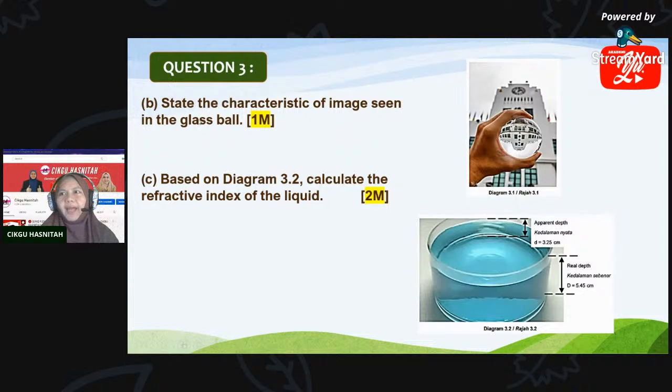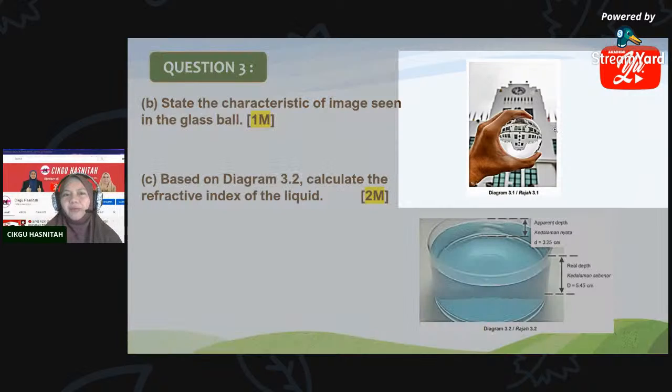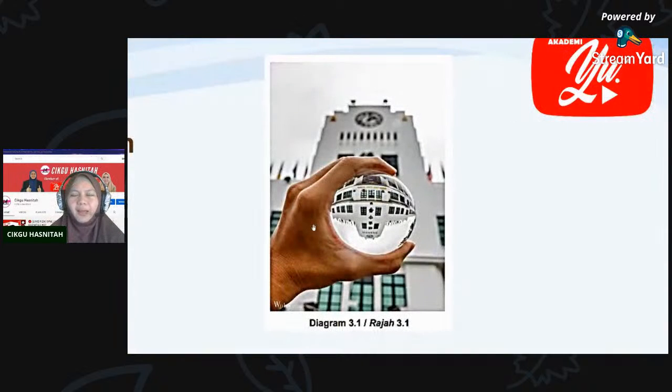Question B, state the characteristic of the image seen in the glass ball. What is the characteristic of the image you can see in diagram 3.1? I zoom the diagram for you. So what happened to the image according to the object? Yes, Jing Qian, good. Aying, Arifa. Yes. How about B? What can you say about the characteristic of this image?